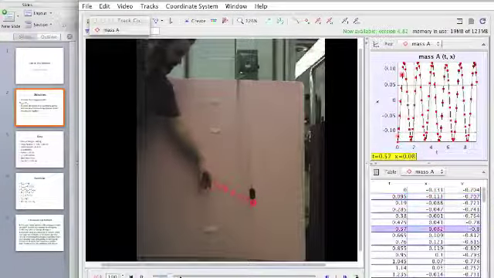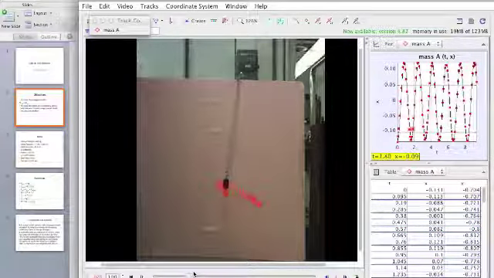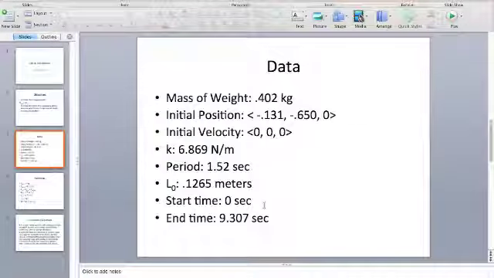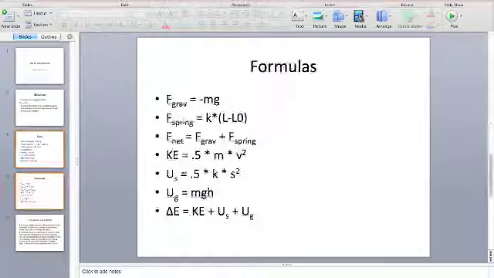My video after it's been tracked. From this, we're given that the mass of the weight is 0.402, and the initial position is negative 0.131 meters in the x direction and negative 0.65 meters in the y direction. The initial velocity is 0. The spring constant is calculated to be 6.869 newtons per meter. The period is 1.52 seconds. The relaxed length of the spring is 0.1265 meters, and the start time is 0 with the end time being 9.307.